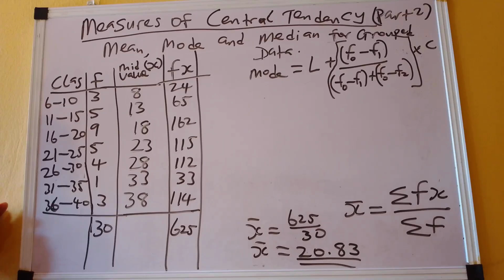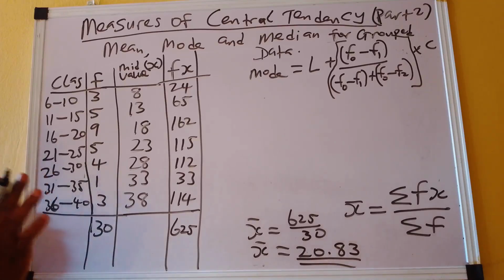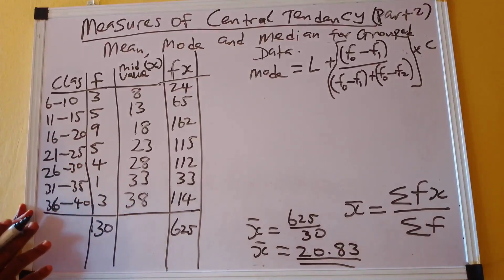This is the formula for the mode. It is very easy to know the modal class. Now, the mean that we have calculated has fallen into a particular class. We will get to that when we finish.